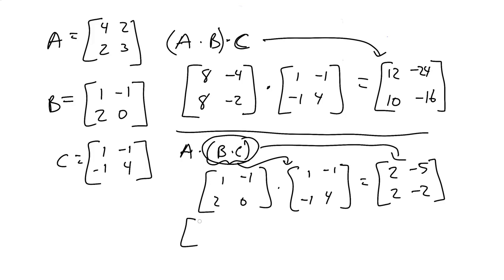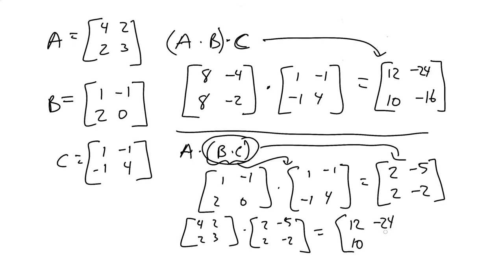And so now I'm going to take my A, [4, 2; 2, 3], and multiply that by [2, 2; -5, -2]. When I do that, this times this gives me 12. And when I do this bottom row times the left column, notice sometimes I'm doing these in a different order. It just kind of depends on how I feel at the moment. That's going to be 4 plus 6 is 10. And then I'm going to do the top row times this thing here, and I'm going to get -24. And then I'm going to do the bottom row times the right column, and I'm going to get -16.